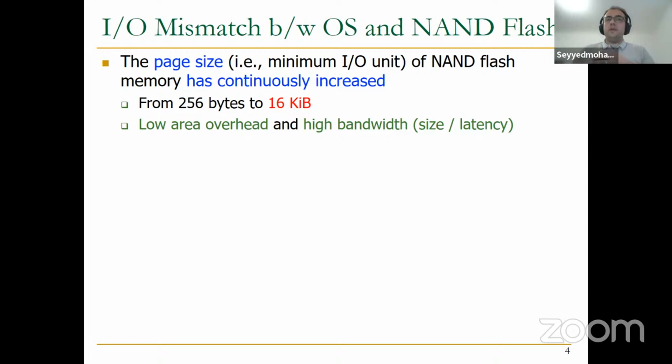Usually NAND flash chips use 16 kilobyte pages to reduce the area overhead, because when you increase the page size, you can reduce the overhead of peripheral circuits. It also improves the bandwidth. There is some more latency when you want to read larger pages, but if you're able to use these large pages, then overall it can improve your bandwidth.